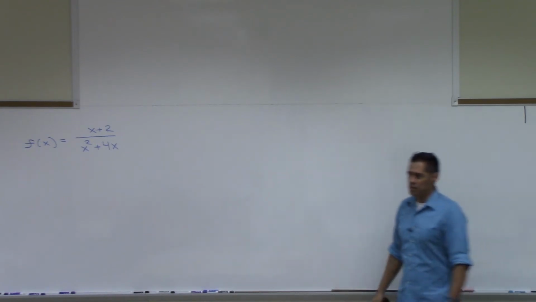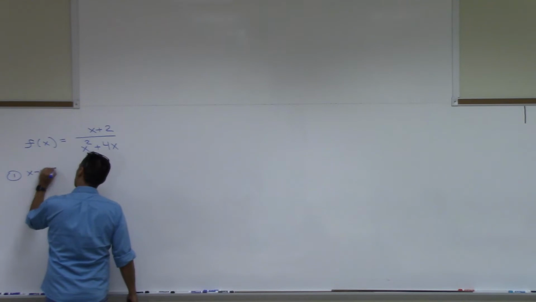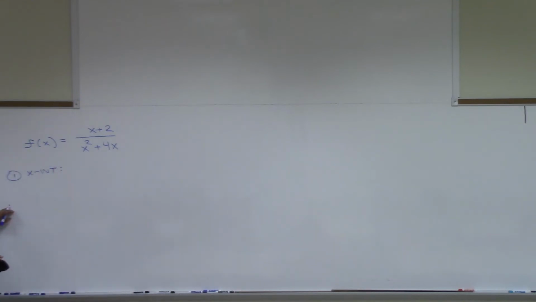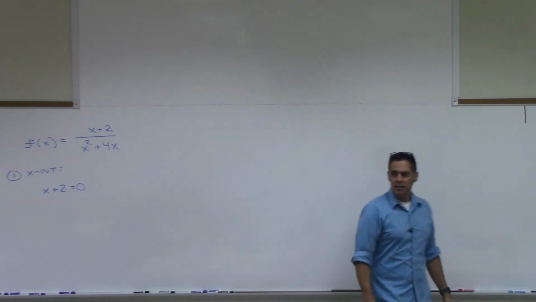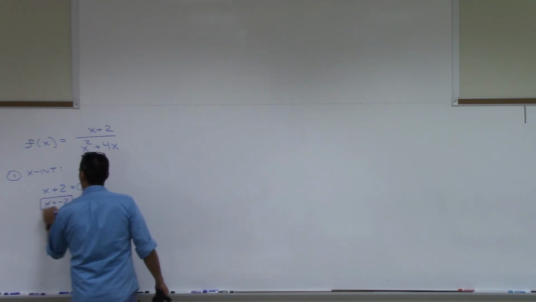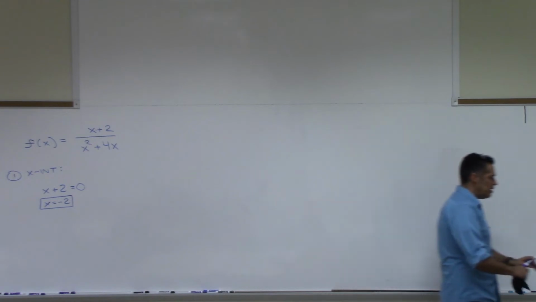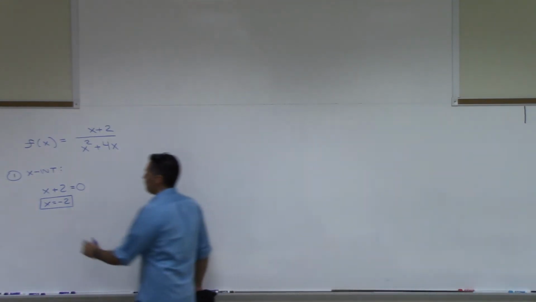Step 1, find the x-intercepts. So what am I going to do to find the x-intercepts? Set what to 0? The numerator, which is x plus 2. Set it equal to 0. That's a linear equation. Everyone here should have no problem solving that, right? Move the 2 to the other side, subtract 2 on both sides, you get -2. What is that going to be on my graph? It's an x-intercept. So it's just a point, like a dot on the x-axis. Got it? Okay.